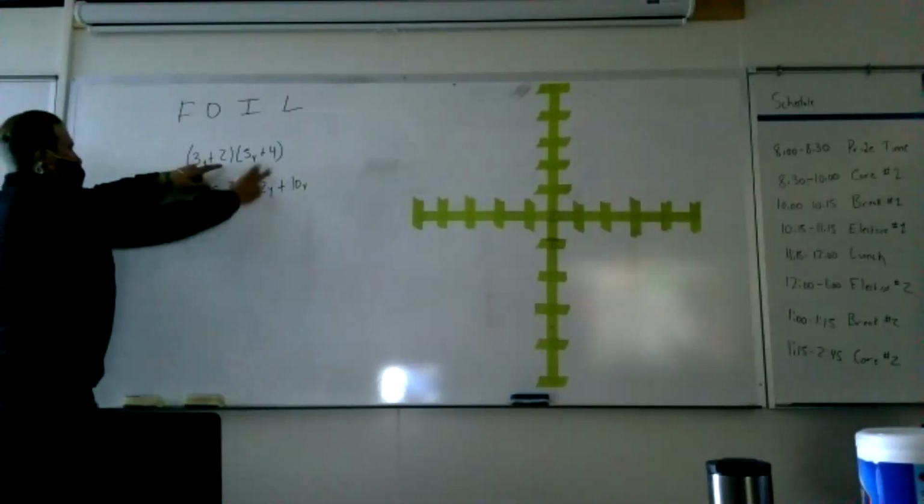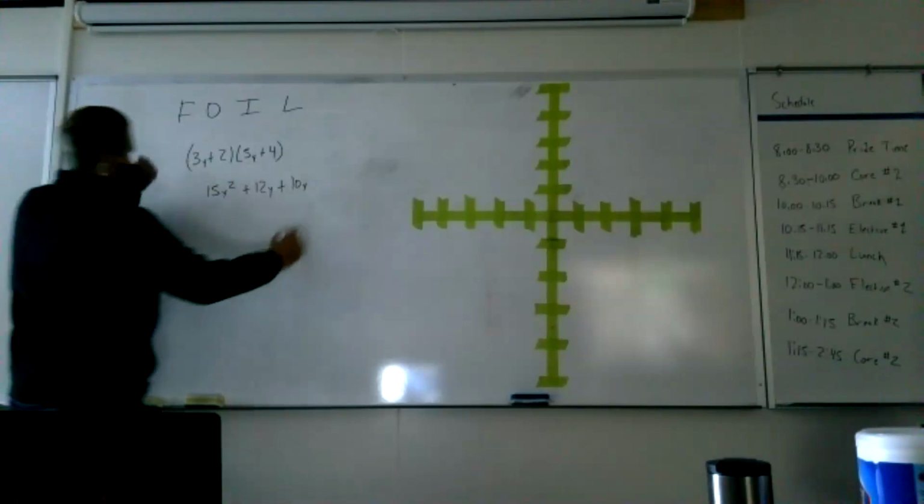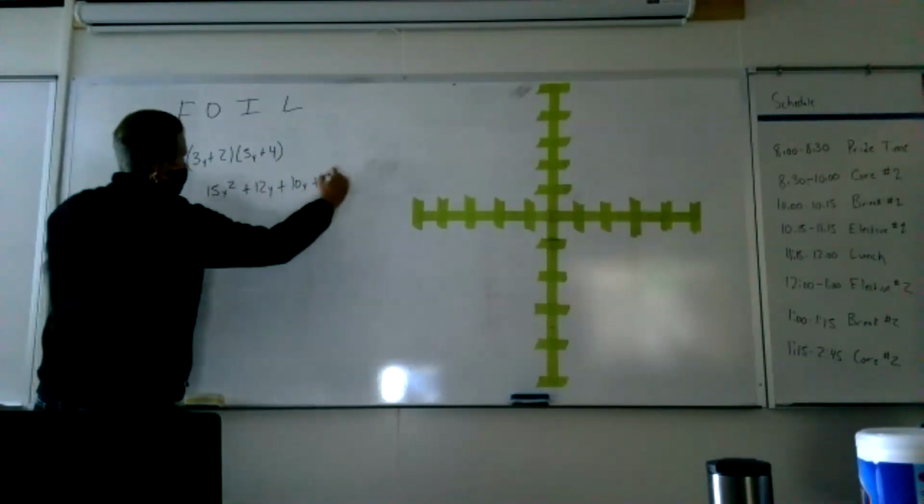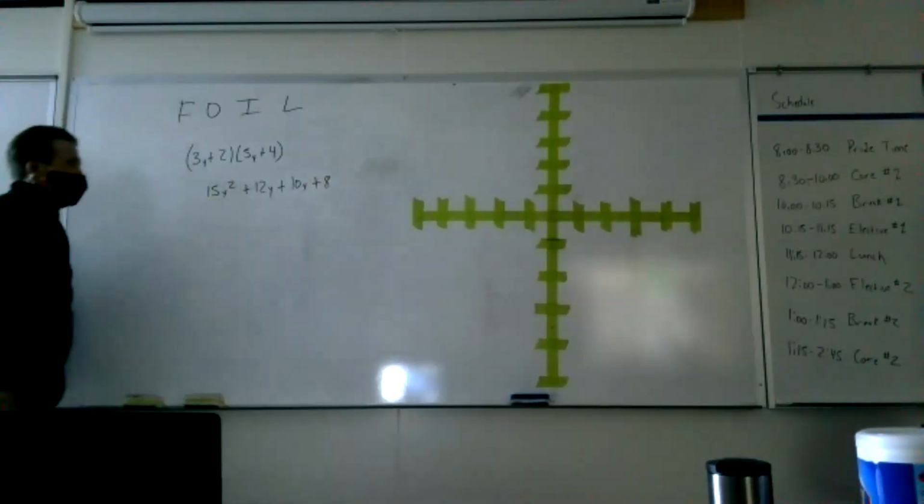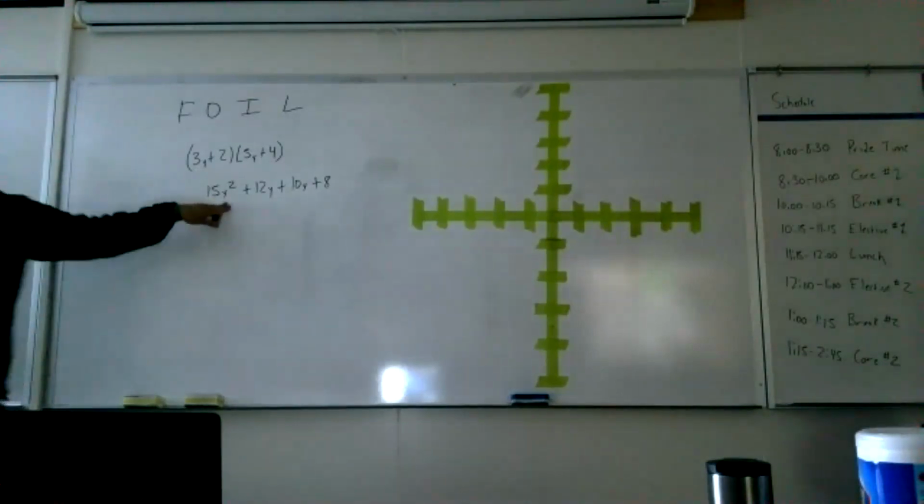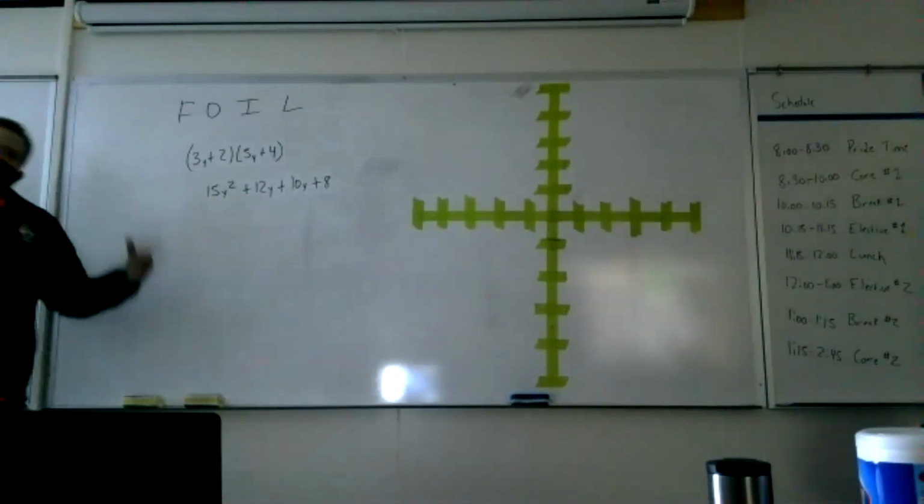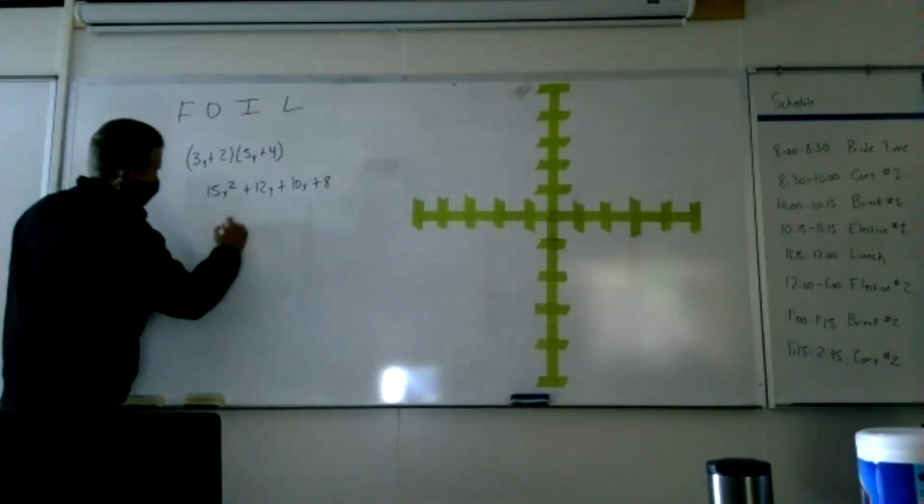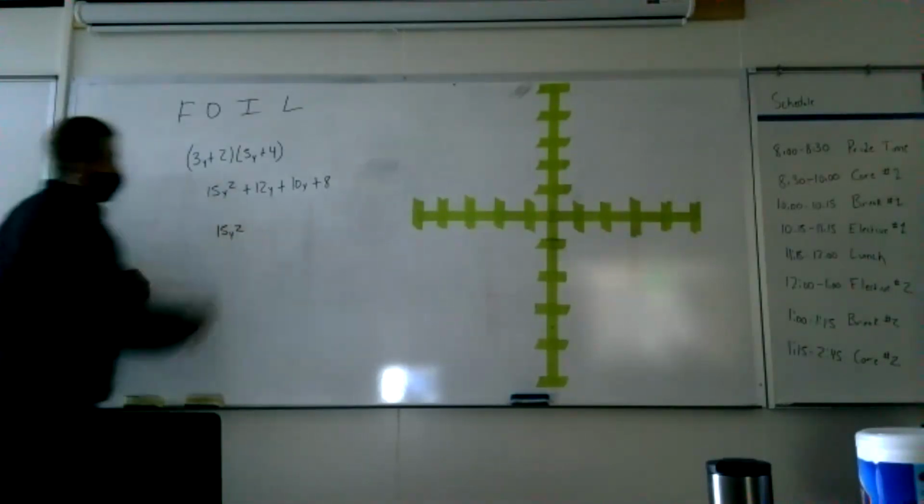And then our last terms are 2 and 4. We multiply those again, and we get 8. 2 times 4 is equal to 8. At this point, we combine like terms, right? We only have one instance of y squared, so we can't combine that with anything else. So we're going to have 15y squared.